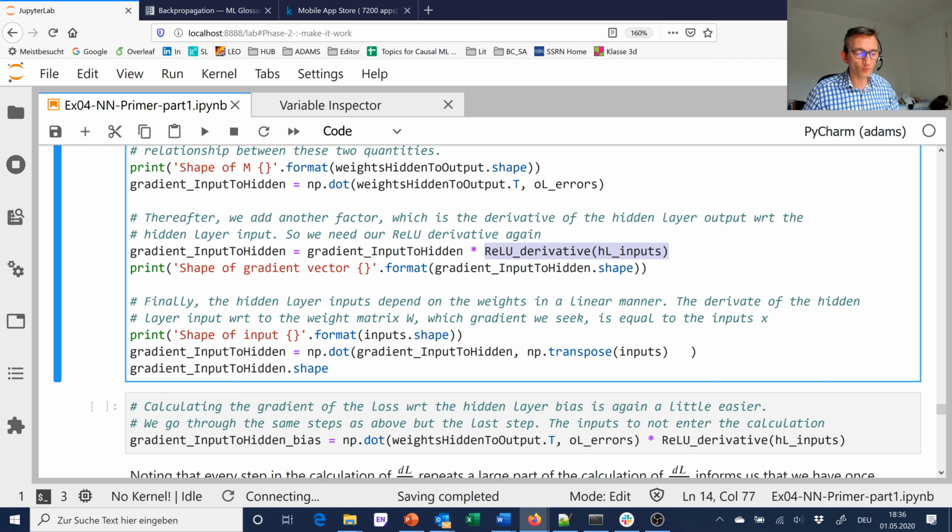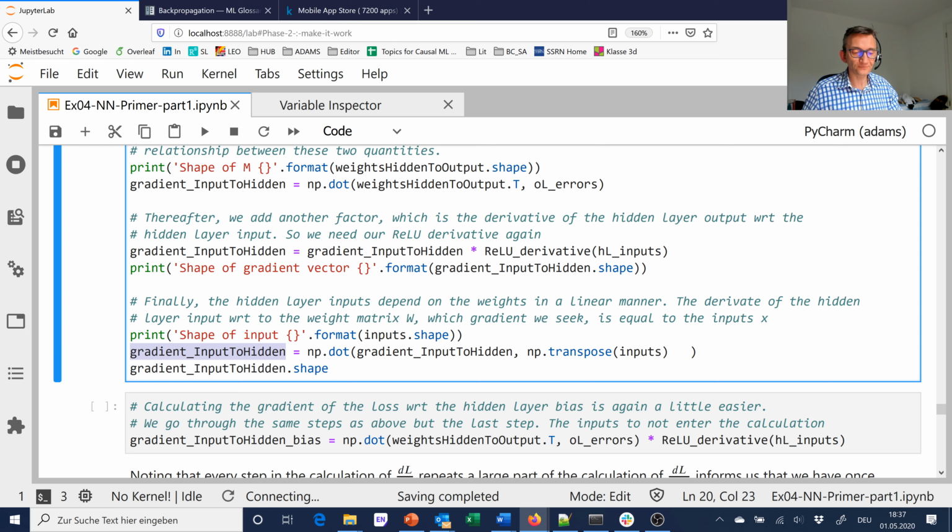Here, however, we take it one step further and multiply that result, which I'm updating in this matrix here. So gradient input to hidden equals gradient input to hidden times ReLU derivative hidden layer inputs. So I'm adding the factors bit by bit. And here I'm doing the same. And the original input data X, which we realized when looking at the PowerPoint, does also show up in our equation.